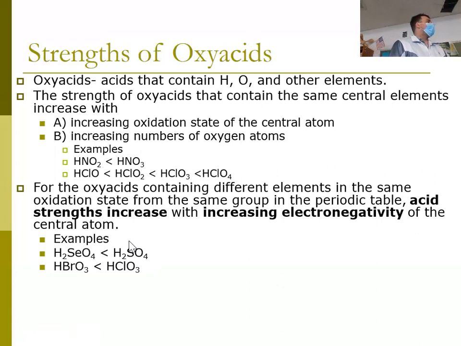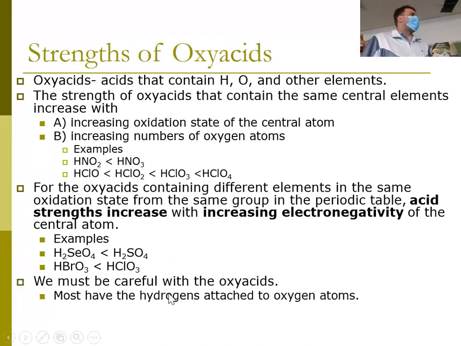I thought you said it's the one with the most electronegativity that's strong. Yes, that's what I said. Did I say selenic acid is strong? So selenic acid is stronger than telluric acid, not sulfuric acid, because selenic acid has an electronegativity value of 2.55. Tellurium has an electronegativity value of 2.1.